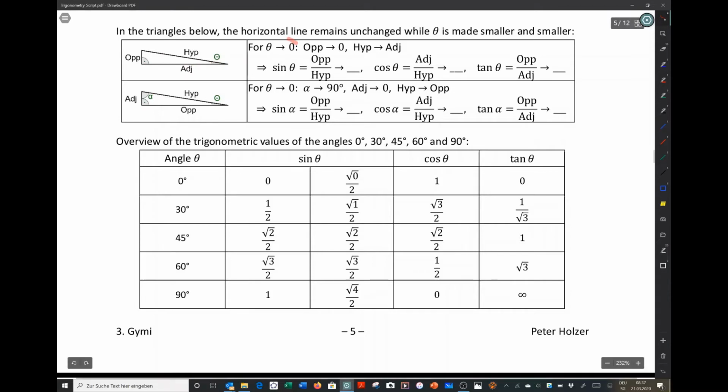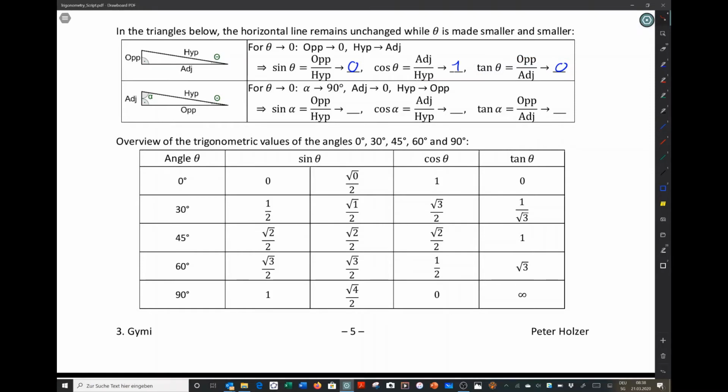So in the end, when theta is 0, we have the opposite, which is 0, divided by the hypotenuse, which doesn't matter because 0 divided by something is 0. For the cosine, we have to look at adjacent divided by hypotenuse. We said that the hypotenuse is actually the same length as the adjacent, so we get 1. And for the tangent, we get opposite divided by adjacent, opposite being 0 here, so 0 divided by something is 0. So we found that the sine of 0 is 0, the cosine of 0 degrees is 1, and the tangent of 0 degrees is 0.